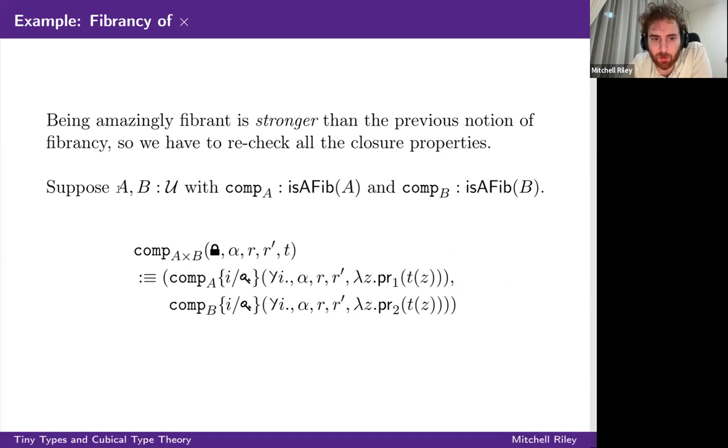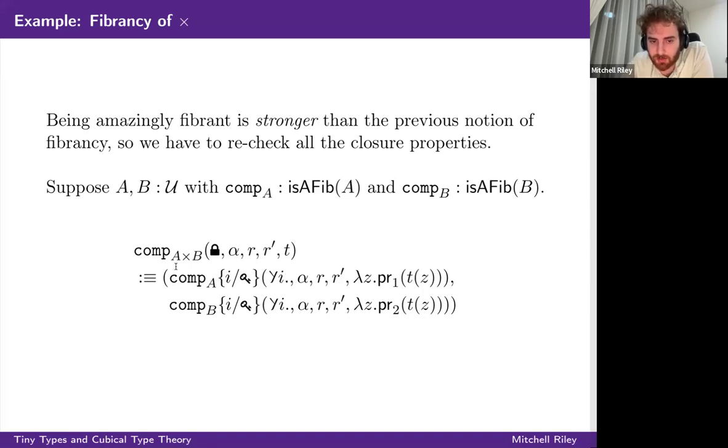So what this would mean is, suppose we've got two vibrant types. So here what this means is just two ordinary types and two elements of this amazing vibrancy structure. Then what we want to do is define the composition for the product. And so this means we're defining an element of the root. So the first thing we do is we lock everything to the left. So this means all of this stuff here. And then we have the ordinary arguments of the composition operation.